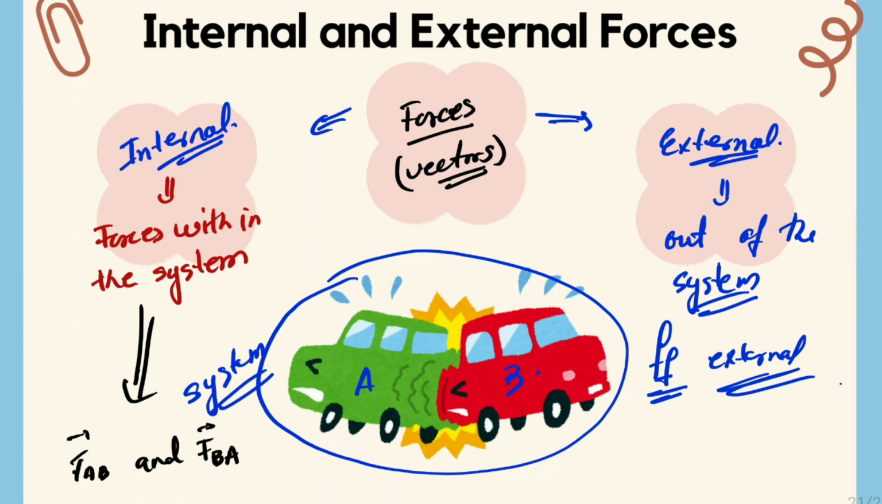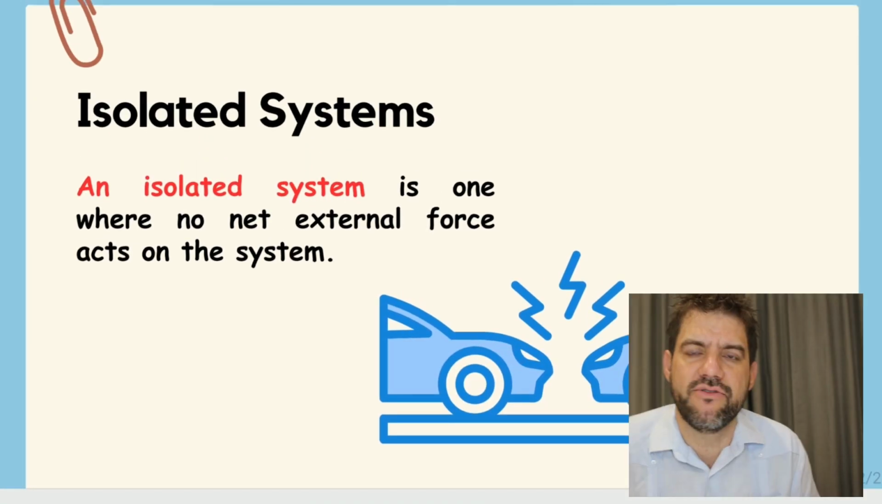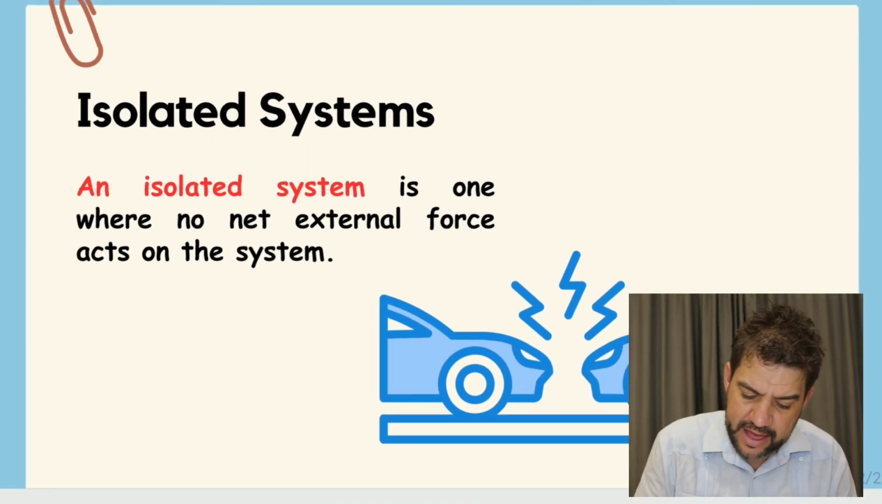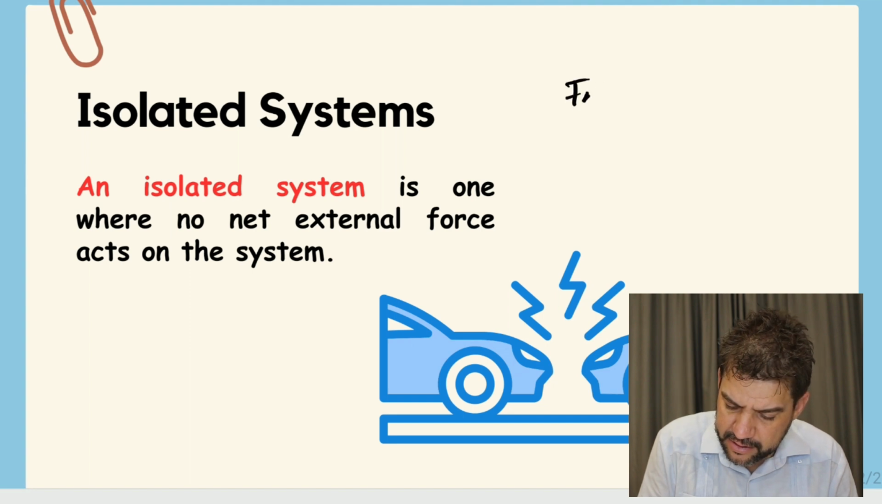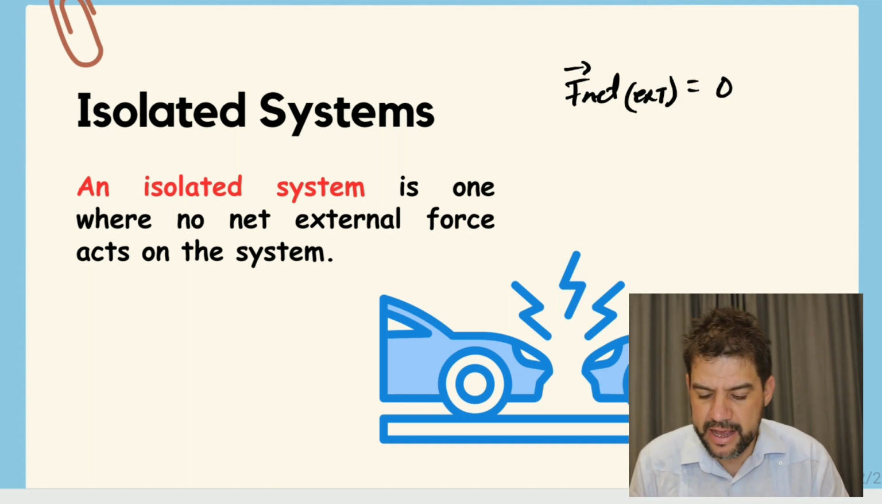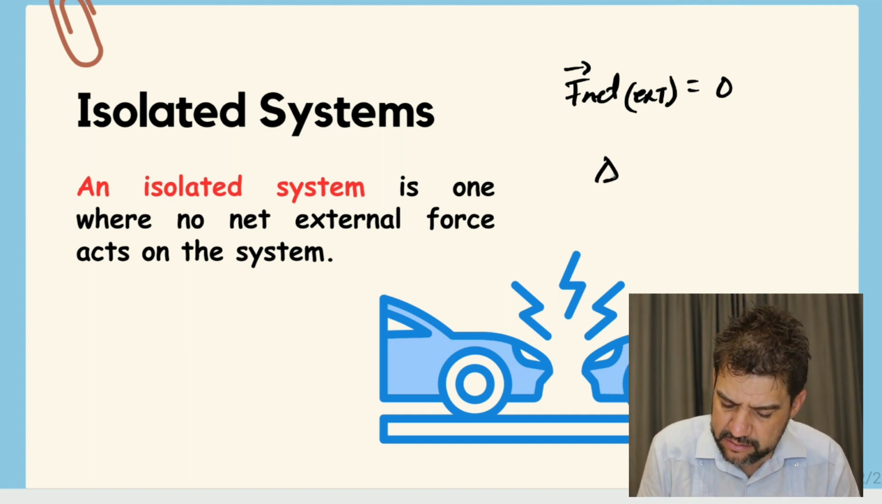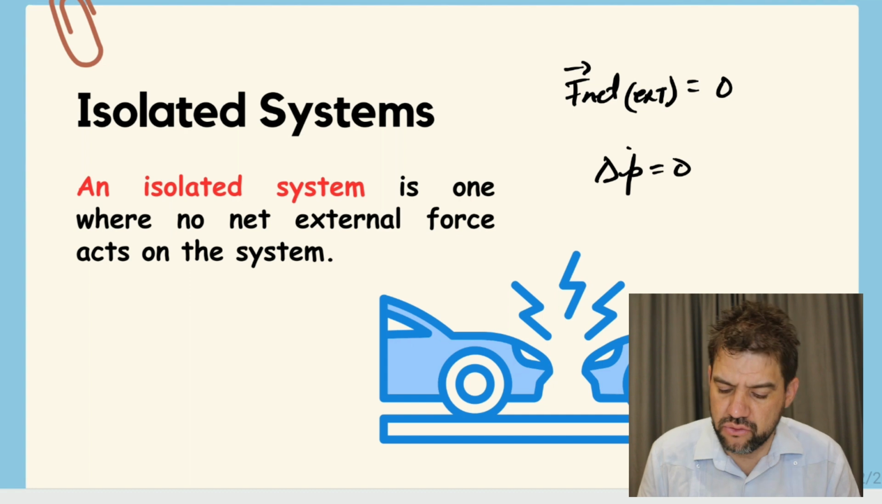Now, if all the forces that act on the system are internal, then we say that that system is isolated. So let's define an isolated system. A system where the net external force is equal to 0. That is when the system is isolated. If the net external force is equal to 0, the change in momentum is equal to 0.